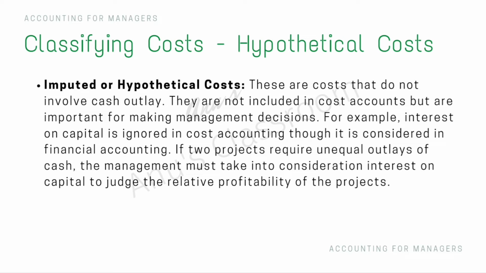Like, for example, if you have to produce two products, both of them will require a capital of, say, 50,000 rupees.